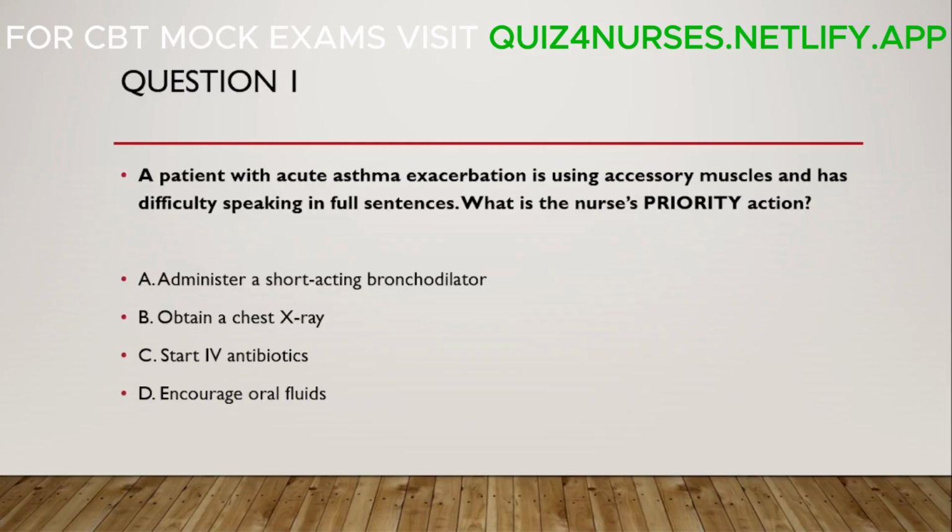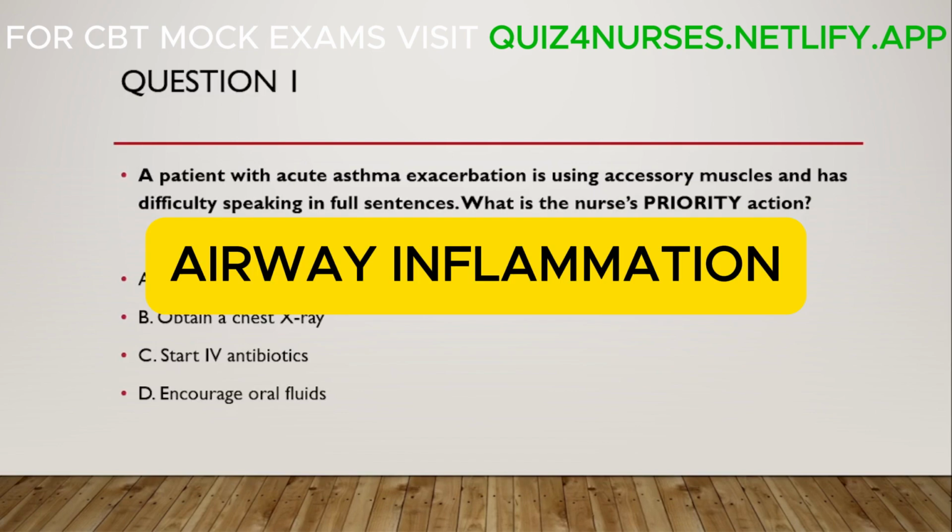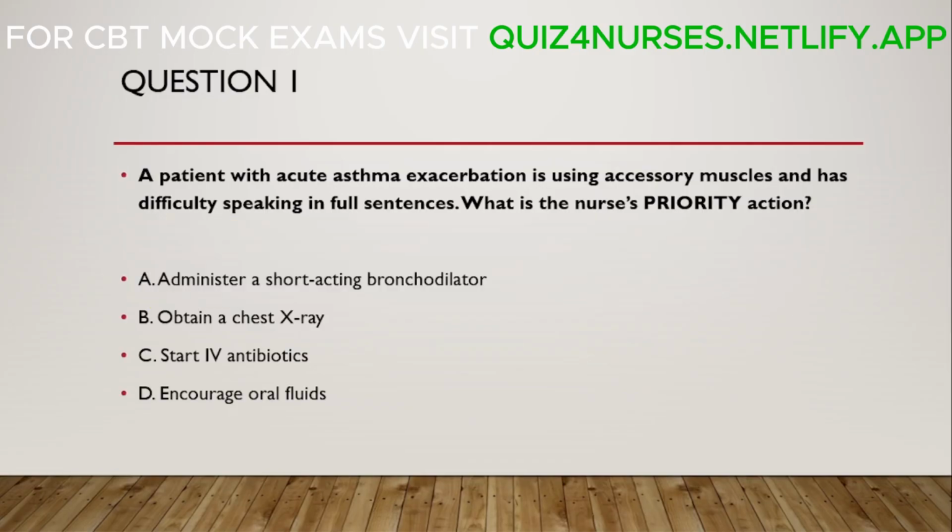A. Administer a short-acting bronchodilator. B. Obtain a chest X-ray. C. Start IV antibiotics. D. Encourage oral fluids. First, let's understand the question. What's acute asthma? Acute asthma is a disease condition that causes the airway inflammation when exposed to allergens like pollens, drugs, dust, cold, and so on.